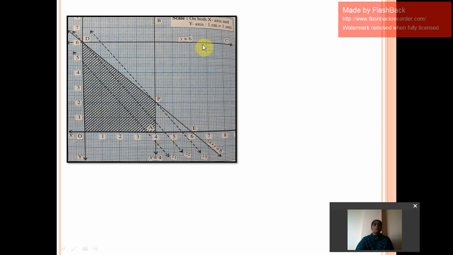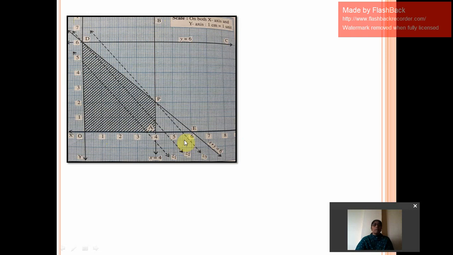Second constraint: y less than or equal to 6. That is the line y is equal to 6. It passes through the point 0, 6. Draw line CD. The line x is equal to 4 is parallel to the y-axis. The line y is equal to 6 is parallel to the x-axis.